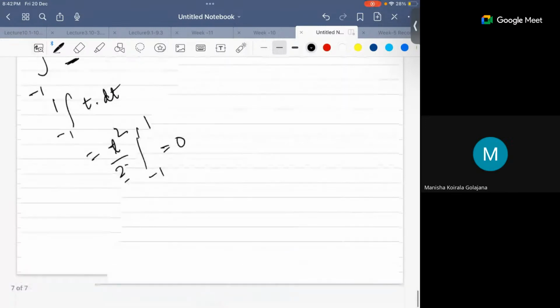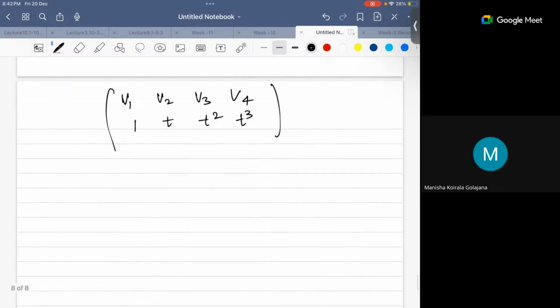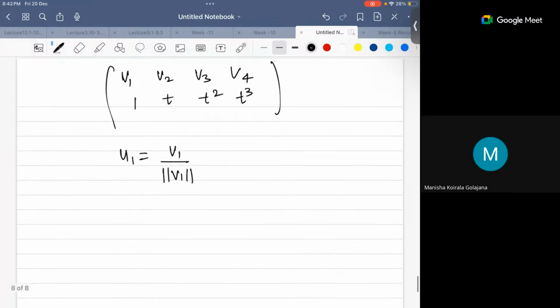Okay, I'll just write. Our vectors are v1, v2, v3, v4, that is 1, t, t square, t cube. This is the input, and we have to get an orthonormal basis, right? What will we start with? u1 equals v1 upon mod of v1. To calculate the norm, I told you there are two formulas, one for the inner product and one for the norm. You have to integrate from -1 to 1, because here this is L2 on -1 to 1.